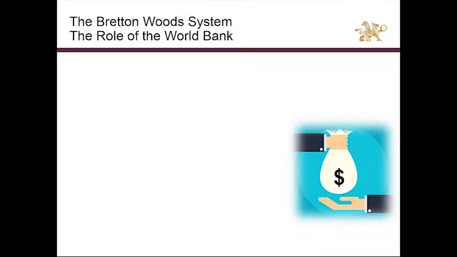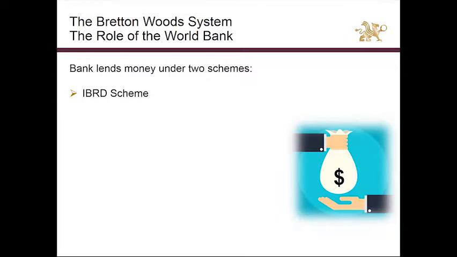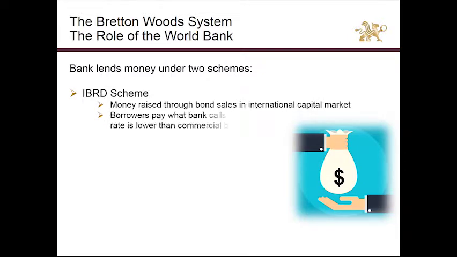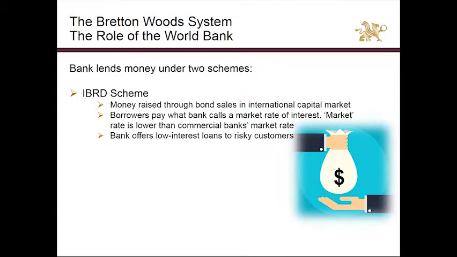The bank lends money under 2 schemes. Under the IBRD scheme, money is raised through bond sales in the international capital market. Borrowers pay what the bank calls a market rate of interest, the bank's cost of funds plus a margin for expenses. This market rate is lower than commercial banks' market rate. Under the IBRD scheme, the bank offers low-interest loans to risky customers whose credit rating is often poor.